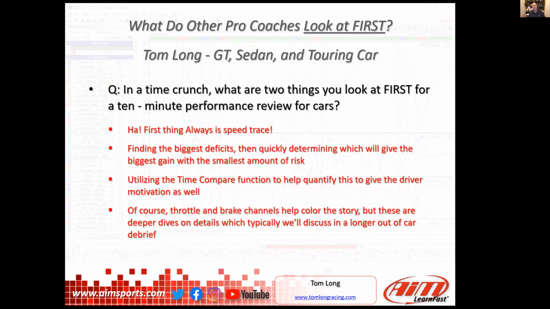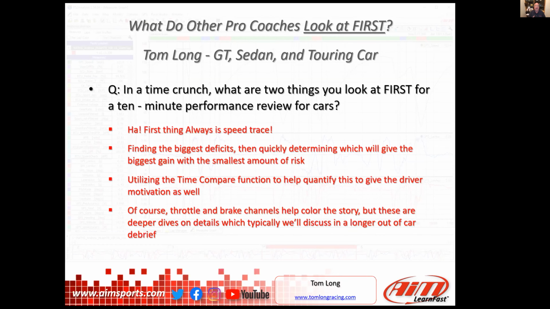In a time crunch, what do you look for? And he said, always the speed trace. And so, again, Roger, I don't know if you coined it, but you said it: the money channel, and it is the money channel. It is absolutely, positively easy to look at just the speed trace after each session. Just look at it and see if there are any pauses or hesitations, any delays in throttle application. We'll talk about that in the live data.